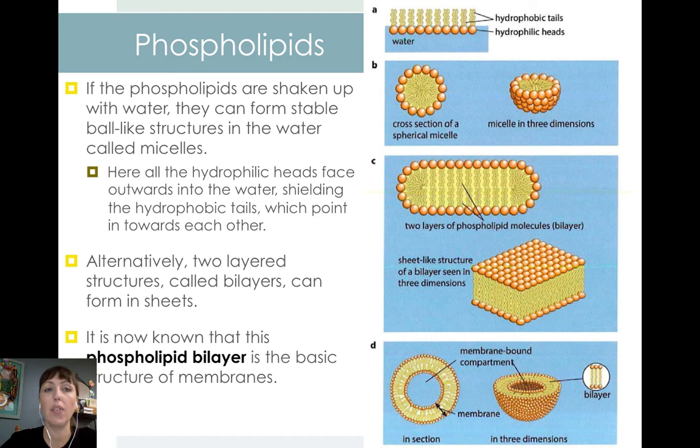Okay, so if the phospholipids are shaken up with water, they can form stable ball-like structures in the water called micelles. Okay, and this is an important one. Really take a minute, pause the video, really look at these diagrams that I have here. Okay, all the hydrophilic heads face outwards into the water, shielding the hydrophobic tails, which point in towards each other. Okay, alternatively, two layered structures called bilayers can form in sheets. It is now known that this bilayer, right, this phospholipid bilayer, is the basic structure of membranes.